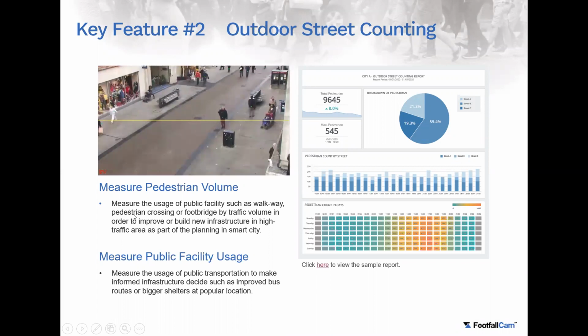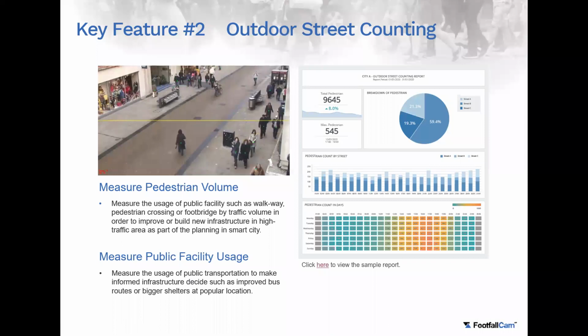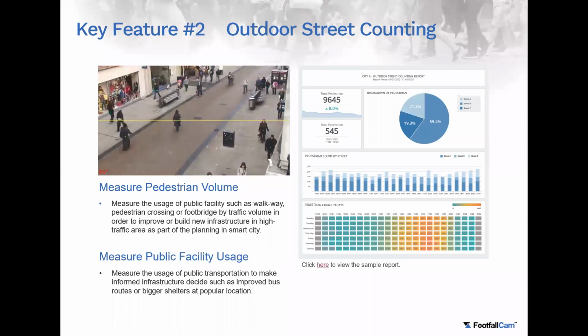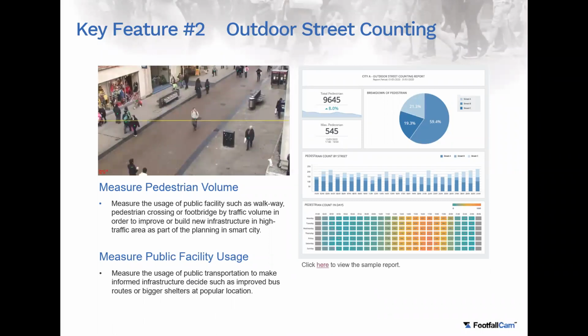So you can measure facilities such as walkway, pedestrian crossing, footbridge, and all those, to improve and build new infrastructure in the high traffic area. As part of this is the planning in smart city. So you can also measure public facility usage, like whether or not the public transportation, you can make informed infrastructure changes, or you can decide such as bus routes, shelters, and all those in popular location.